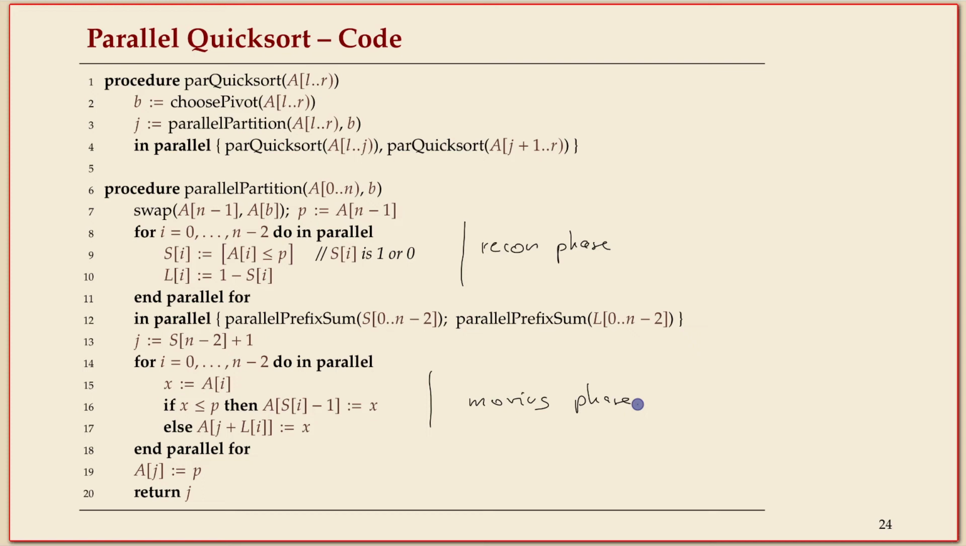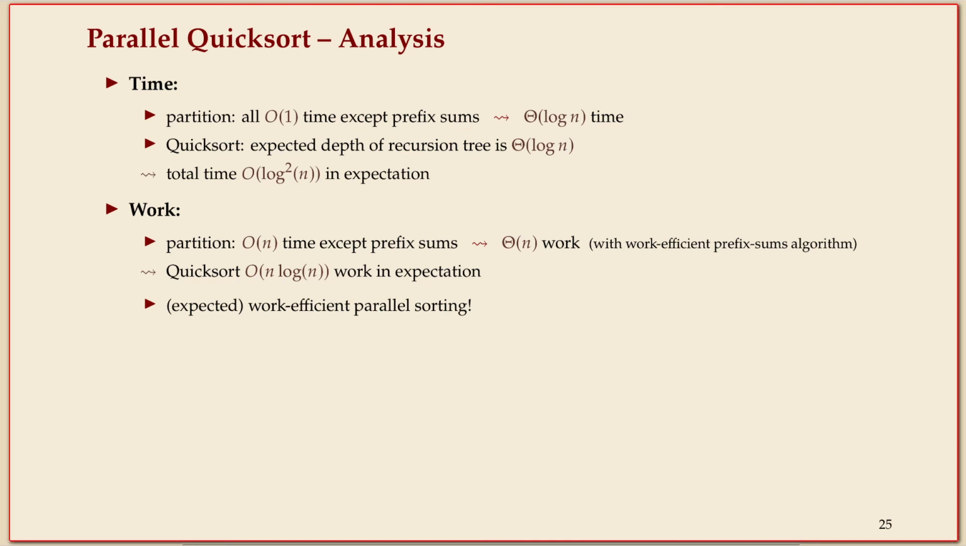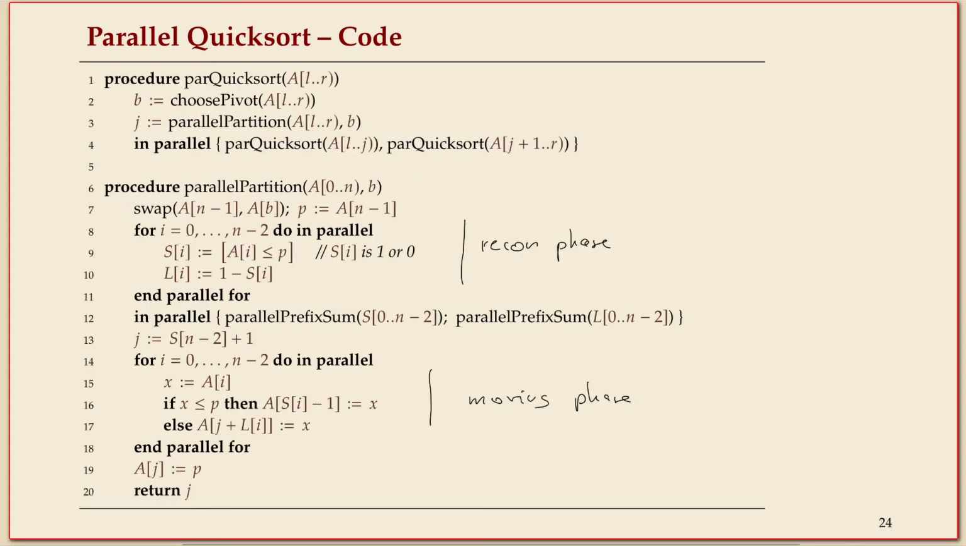Okay, is the code somewhat clear? Let's have a brief look at how good this is again. So for the time, if you look at all of those loops, they're all in parallel. So we only have to look inside one of those. And that's constant time. It's just a single comparison and a few memory assignments. And same thing here. That's also constant time. Just a few comparisons and a few reads and writes.